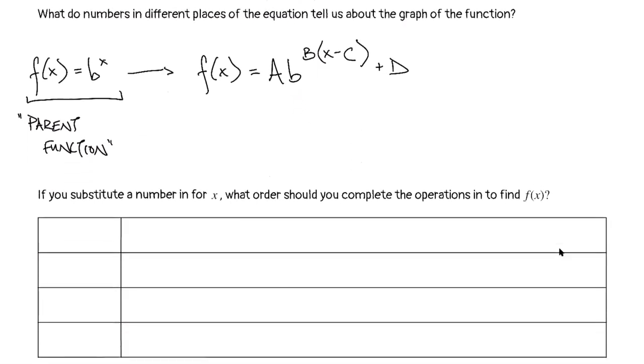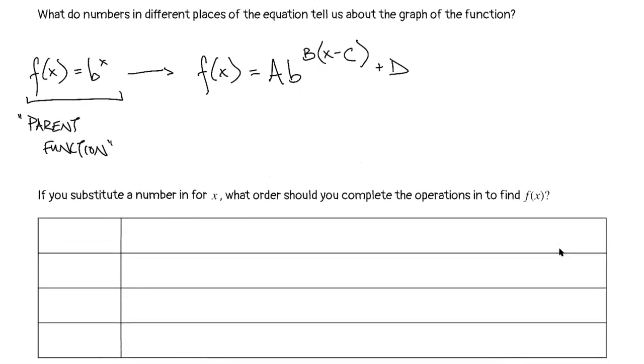All right. So if you see a number in for A, a number in for B, C, or D, those are going to tell us different things about our graph, all right? And the goal of this section is for us to understand, if I see this number here, what does it look like on the graph? If I see a number there, what does it look like on the graph? What if it's positive? What if it's negative? What can I tell from the equation, okay?